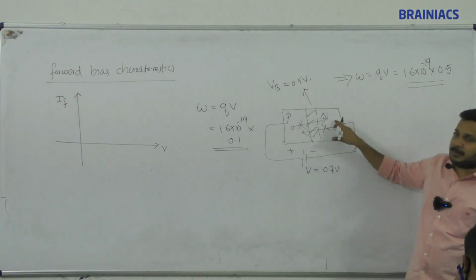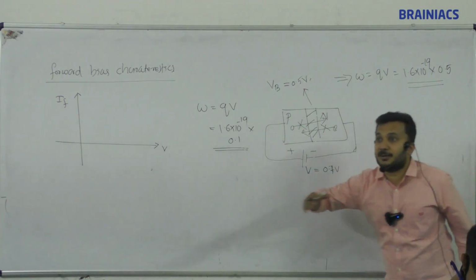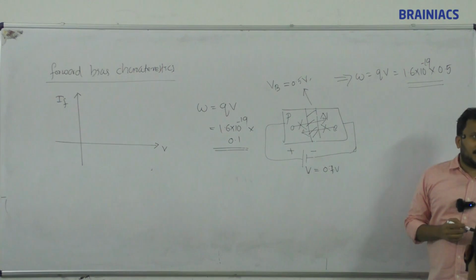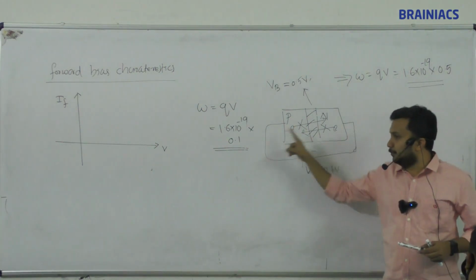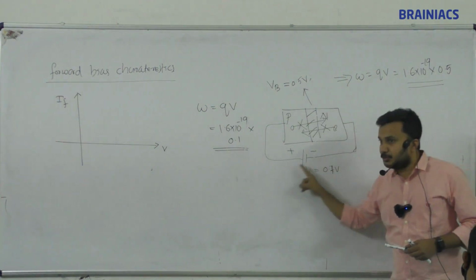So this can jump over it. So what will start to flow? Current will start to flow because electrons can move and holes can also move.